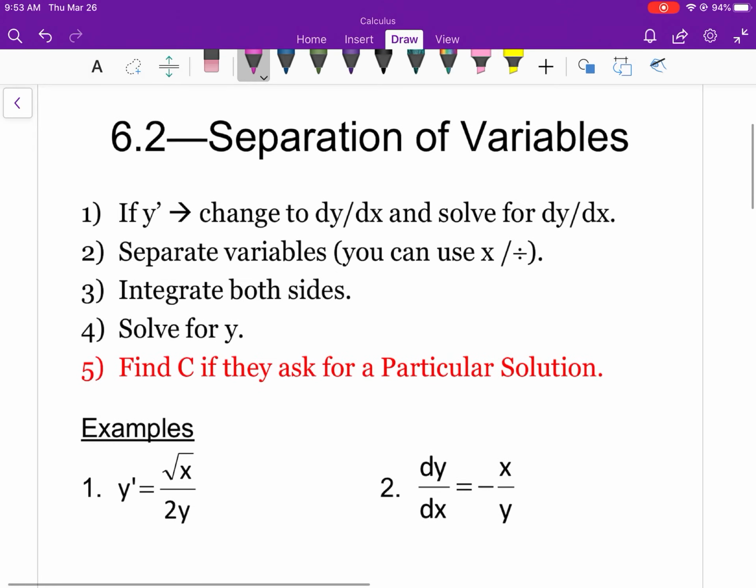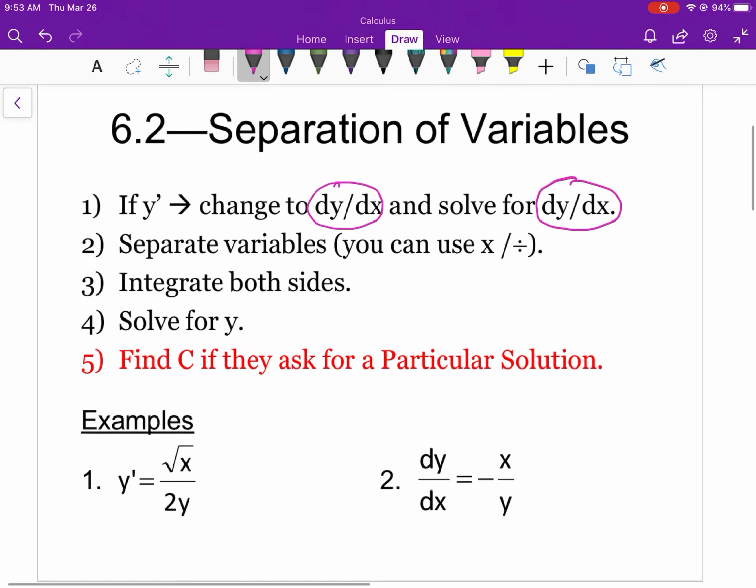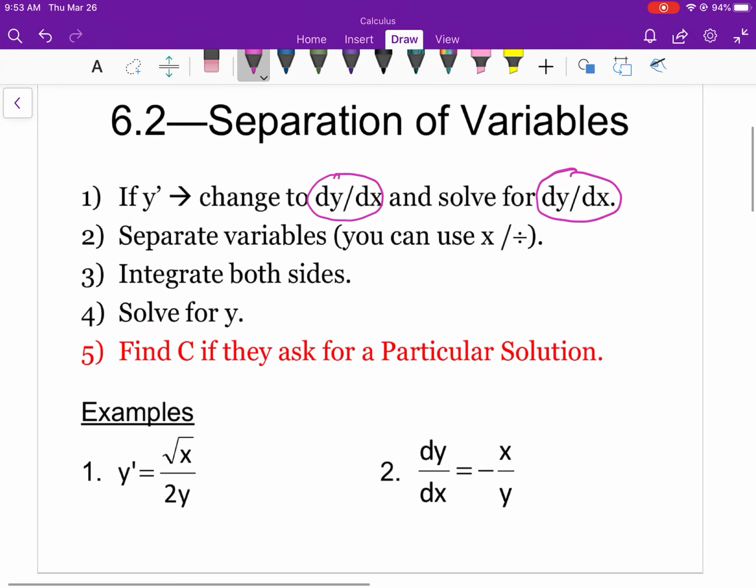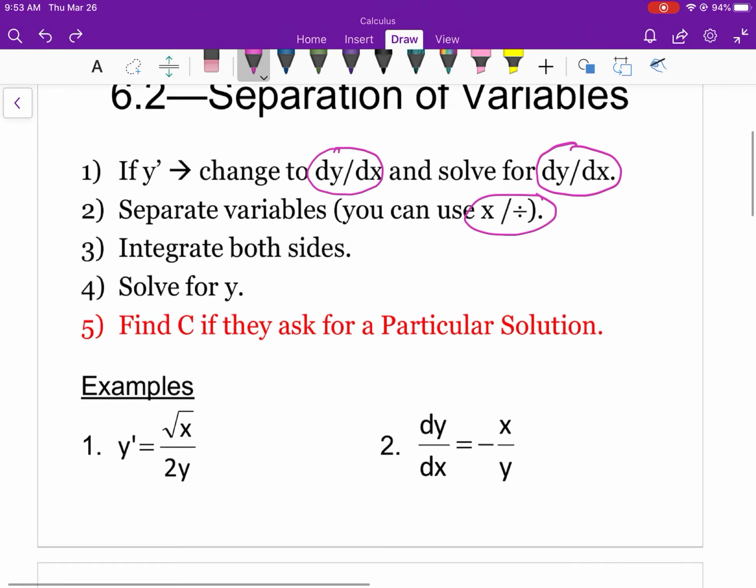All right, this is the process. If you're given y prime, you're going to change it to dy over dx, and we're going to solve for dy over dx. To separate the variables, you can use multiplying and dividing only. We're going to integrate both sides, and then we're going to solve for y, and then find c only if they ask for a particular solution.